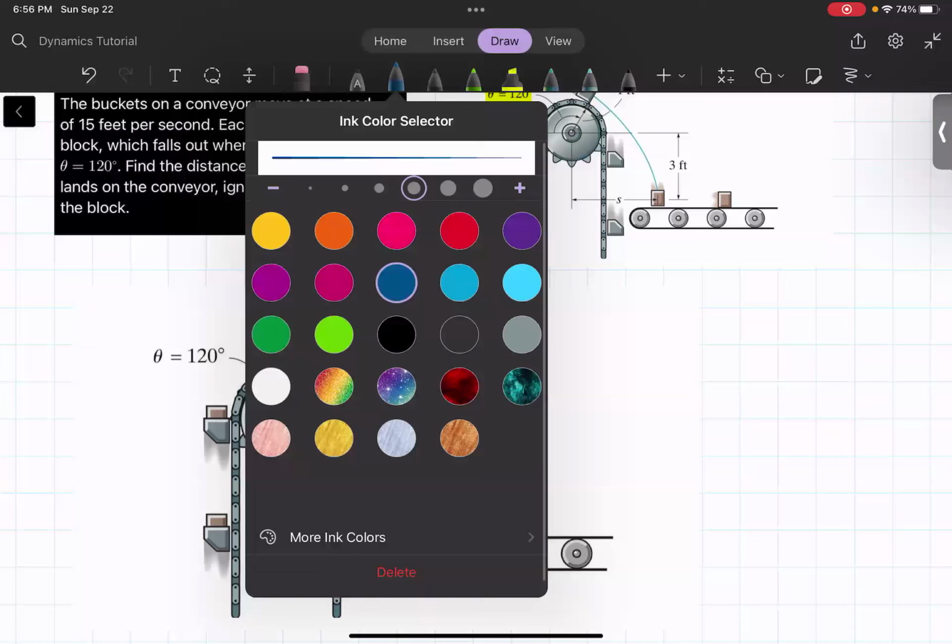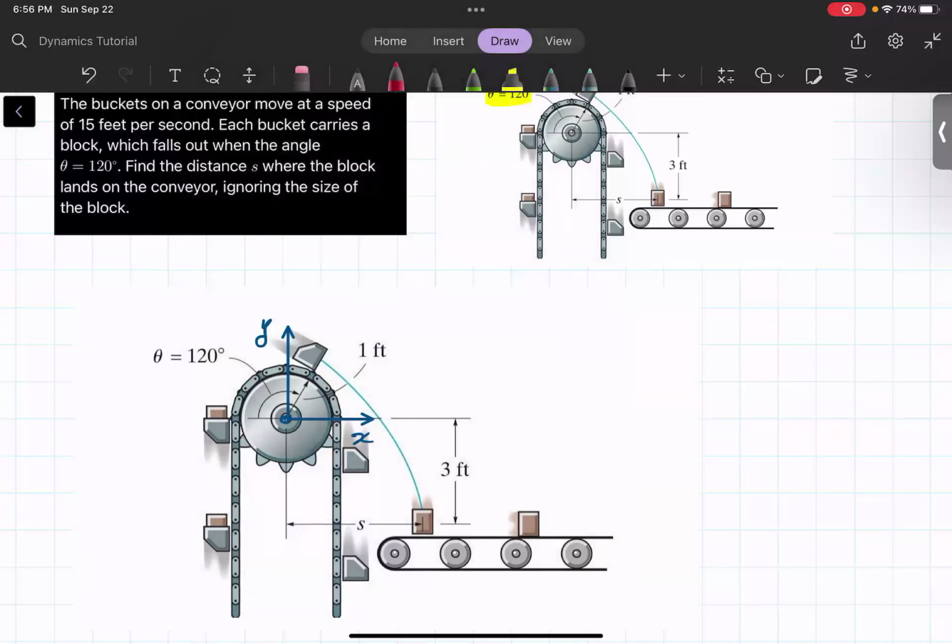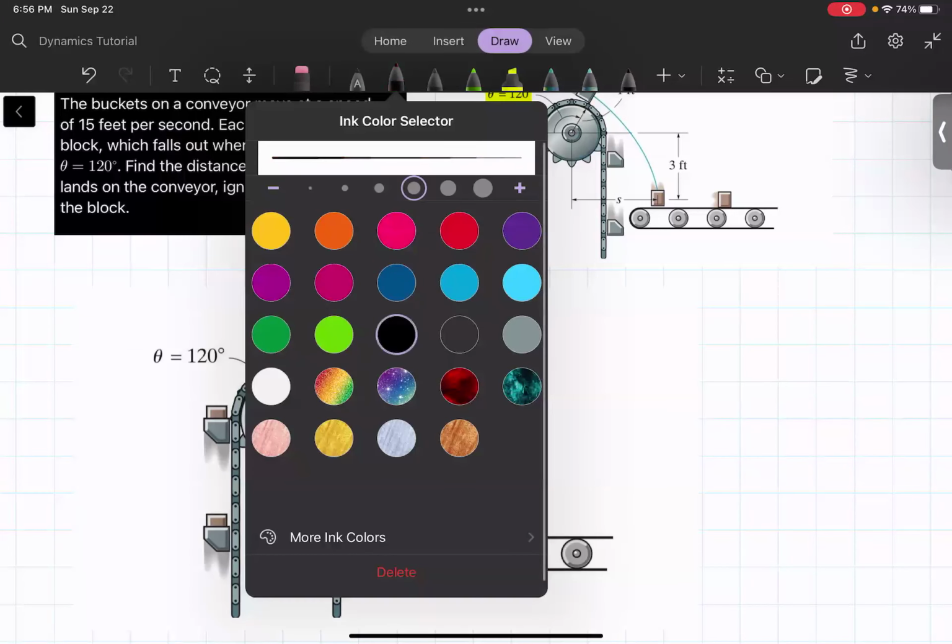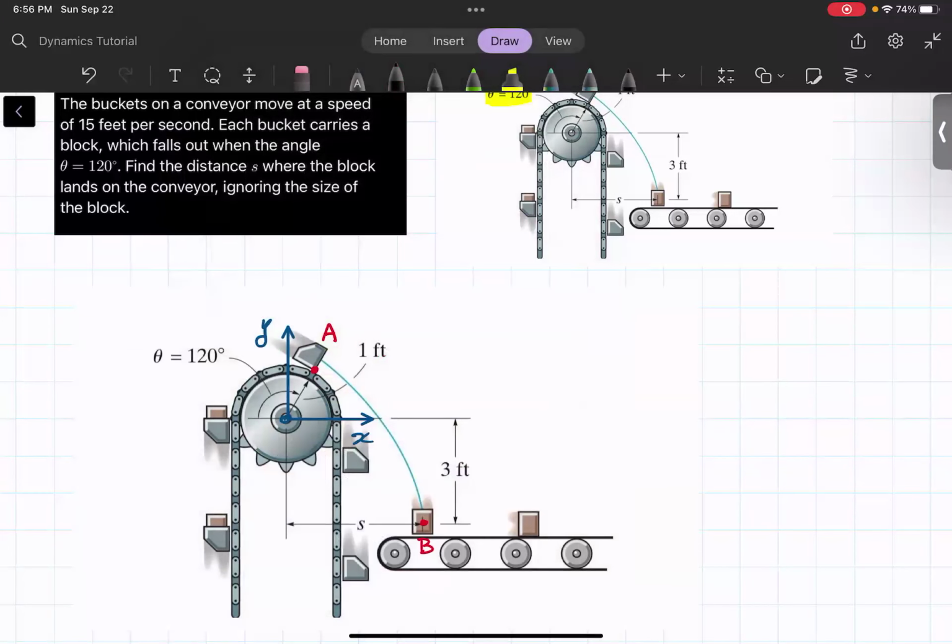At the same time, I'll let the discharge point be A, and the point where the block lands B. Once again, A and B. We'll start by solving for the X and Y coordinates for A and B, because as you know, we're going to end up using projectile motion. How do we know we're using projectile motion?